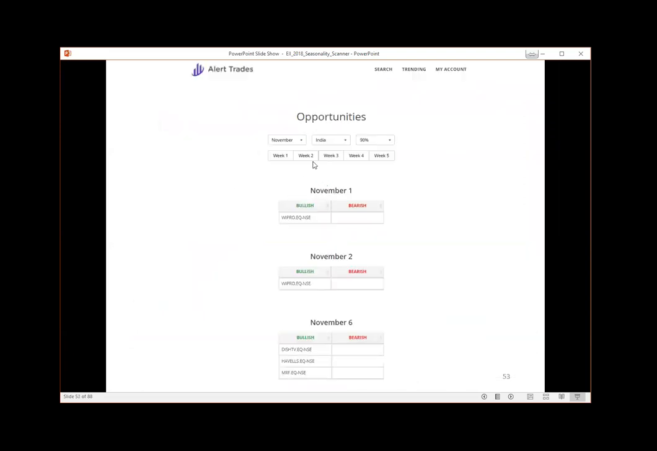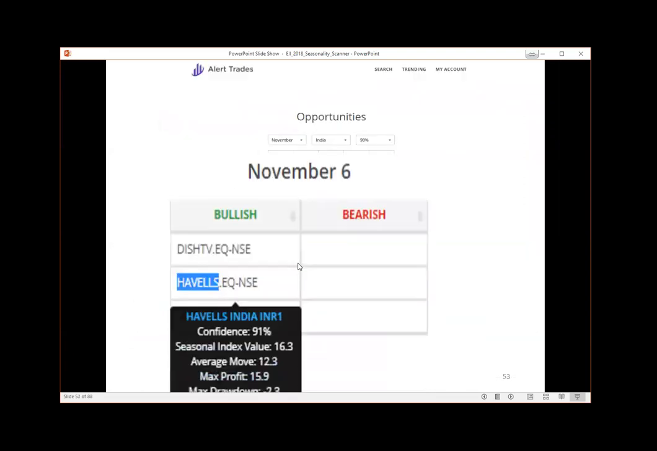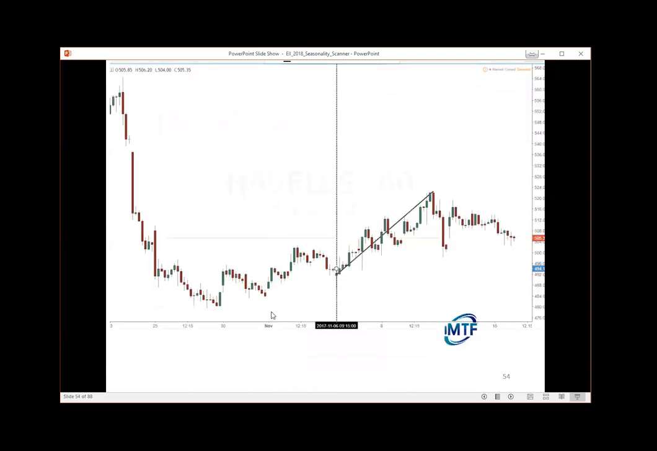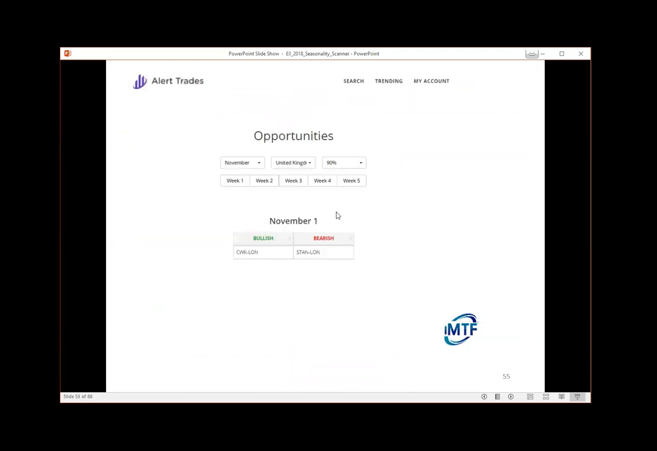Here's another one here. This is basically Havels India. This is 91% probability here, average move of 12%. And you could see here that basically, notice this date was when? November 6th. November 6th was right there. Look at the movement up here that basically occurred, okay? Here's UK. Here's a UK stock here, CWK. This was November 1st.